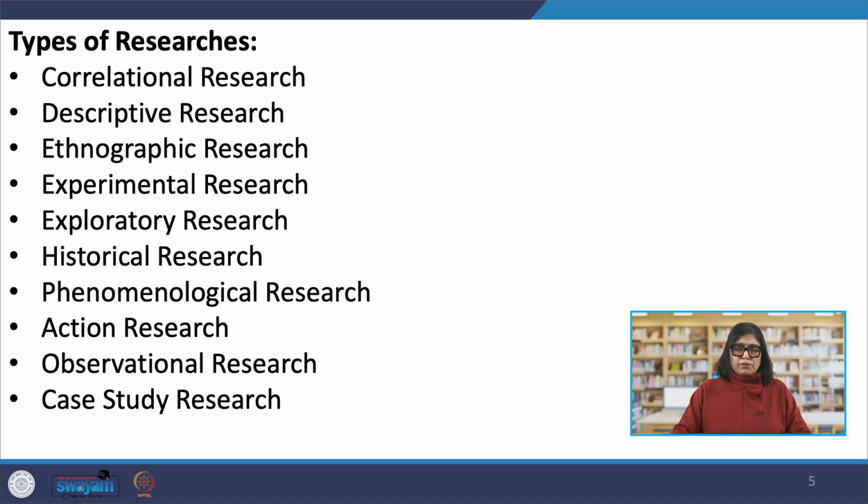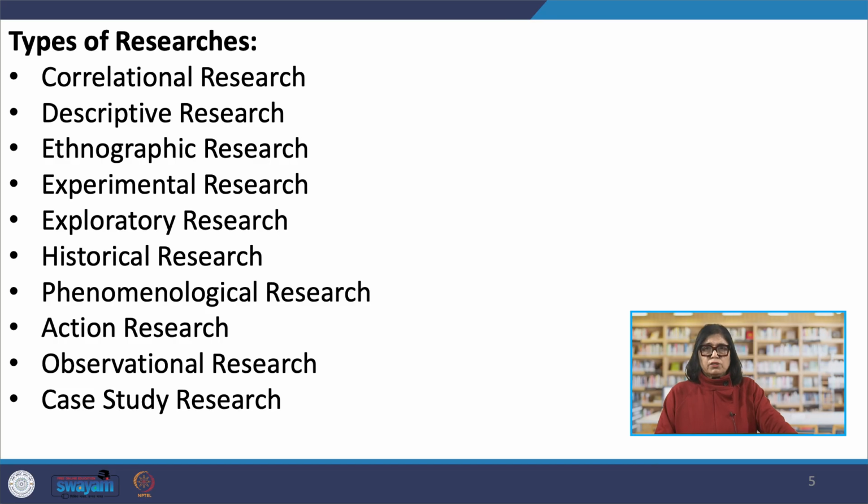Experimental research is a controlled approach to test cause and effect relationships by manipulating one variable and observing its impact on another. It aims to isolate variables to determine if changes in one directly cause changes in the other. Exploratory research is used to gain a better understanding of a new or unfamiliar topic. It helps define research questions and develop hypotheses for further, more in-depth studies.